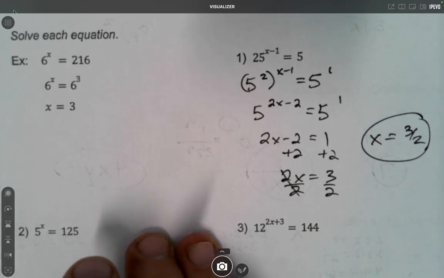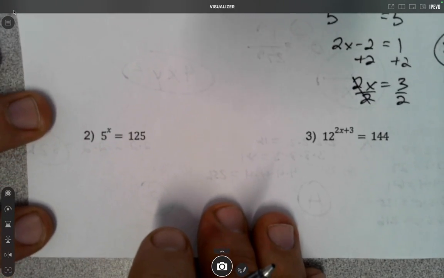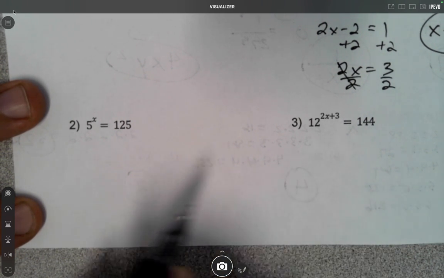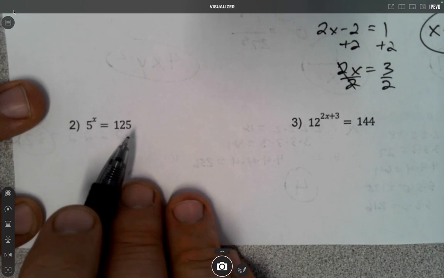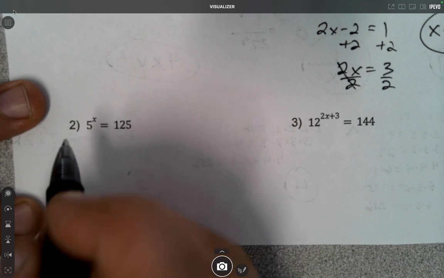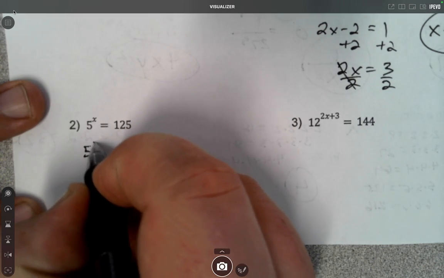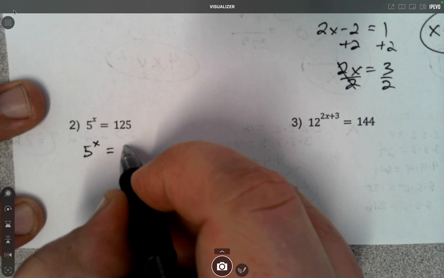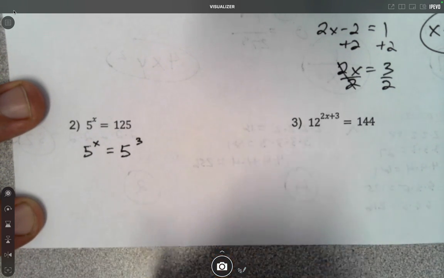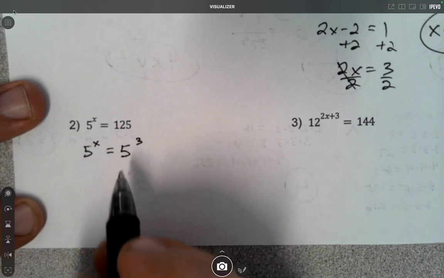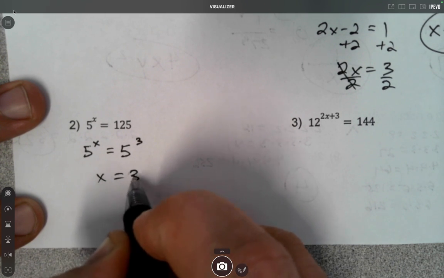Okay, next up, 5 to the x equals 125. So task number 1 is to get the bases to be the same. So 5 is already a prime number. I can't break it down any farther. But 125 is the same as 5 cubed. So I have an x and a 3. They have to be equal to each other. So x is equal to 3.